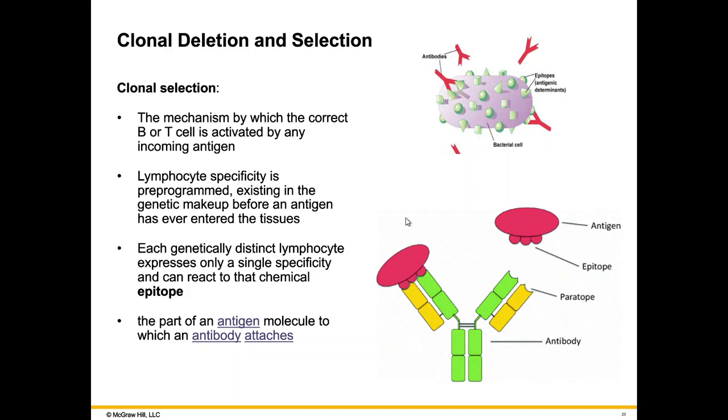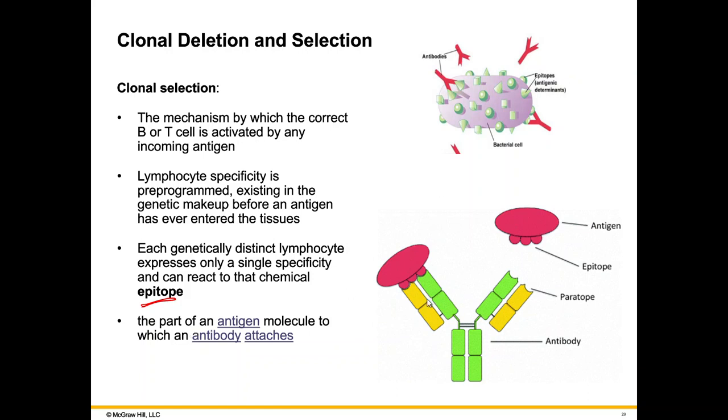So each of these genetically distinct lymphocytes expresses only one single specificity, and it can react to only that chemical epitope, which is another term that we're going to cover now. Epitope is the region on an antigen that an antibody detects.